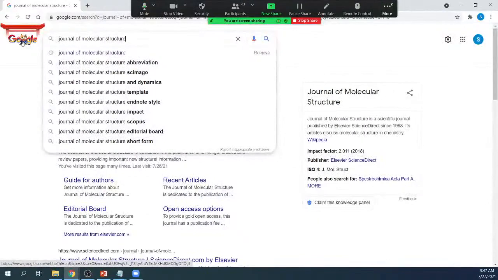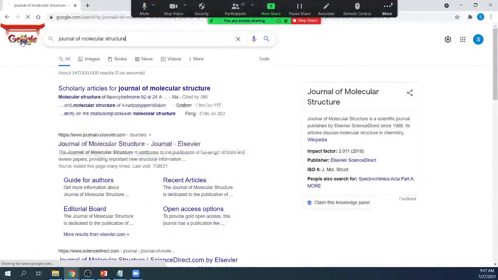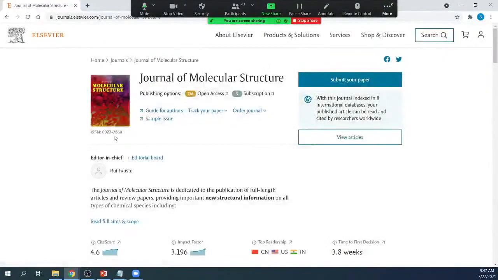There is no specific reason why I'm mentioning it right now, but this is only for the purpose of the presentation of how the manuscript submission stage looks like. So when you type this into Google, it will give you the link to this journal, and this is a very important part.